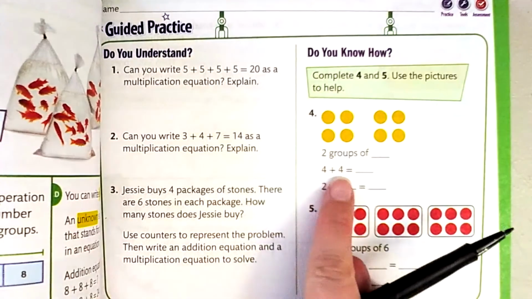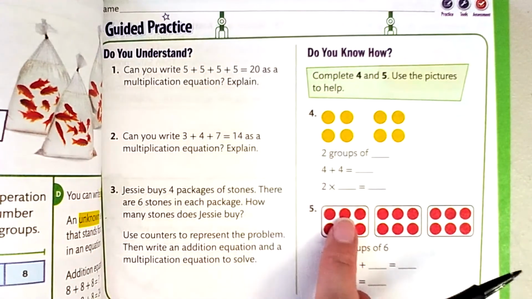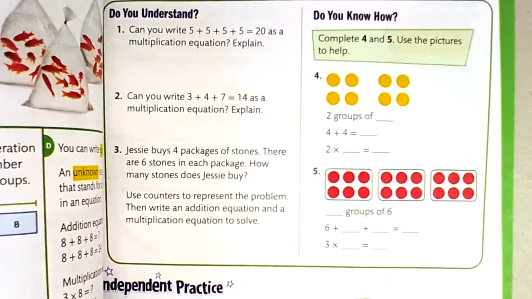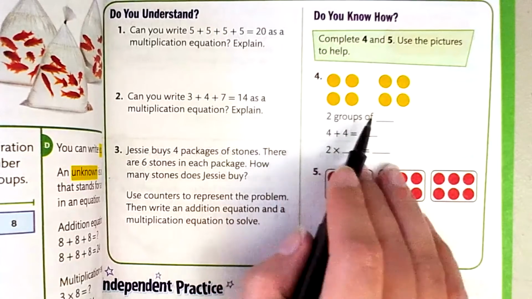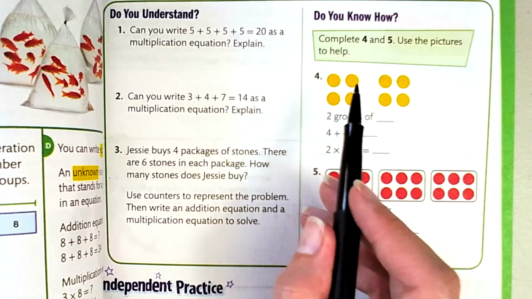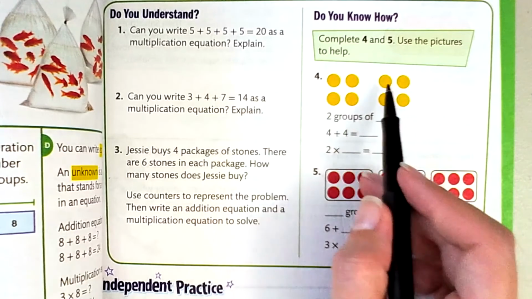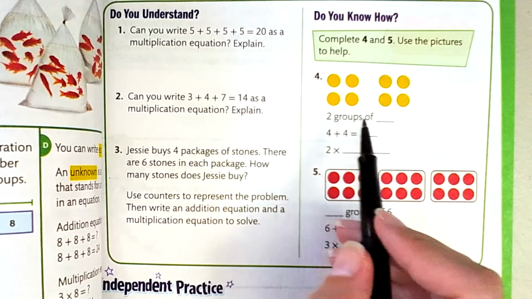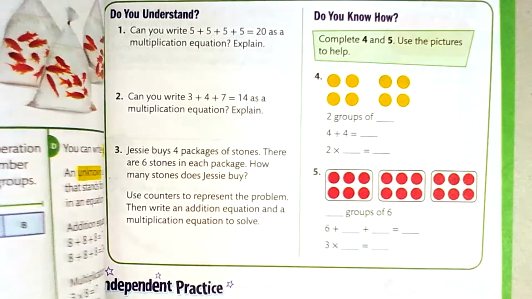So for number 4 over here, it says complete 4 and 5, use the pictures to help. So over here, it says we have 2 groups of what? So 2 groups with how many in each group? So I have 1, 2, 3, 4 in this group. 1, 2, 3, 4 in this group. So I have 2 groups of 4.